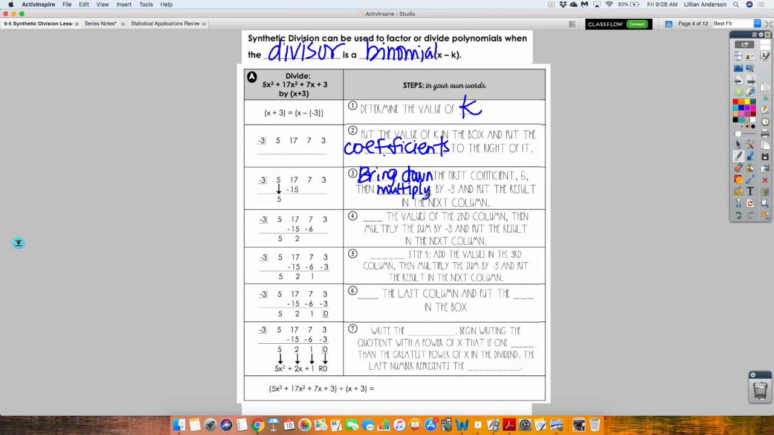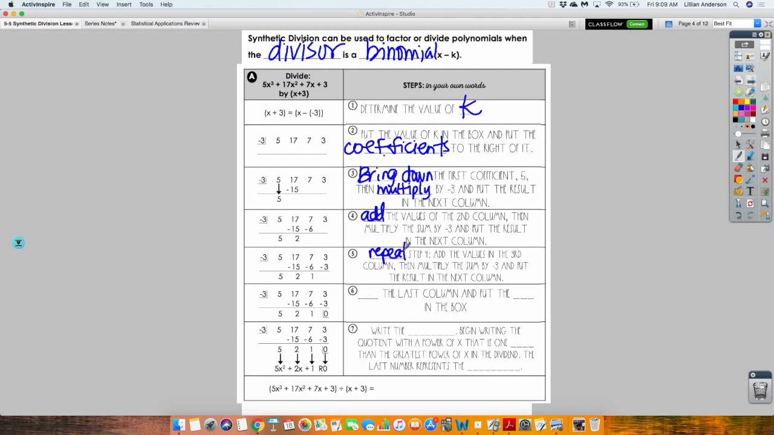After that, if you're looking at the work that's already worked out, you are going to add the values of the second column. So 17 plus a negative 15 makes 2. And then you're going to multiply that number by negative 3 and put the result in the next column. So you're basically going through, you bring down the first coefficient and multiply that by negative 3 to get negative 15. Add, and then you're basically going to repeat the process.